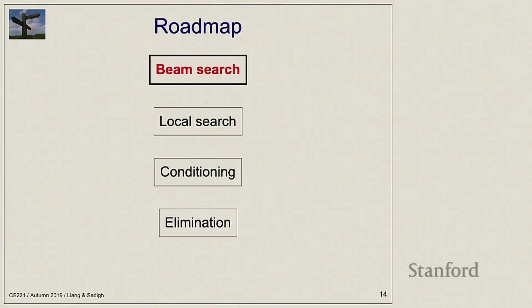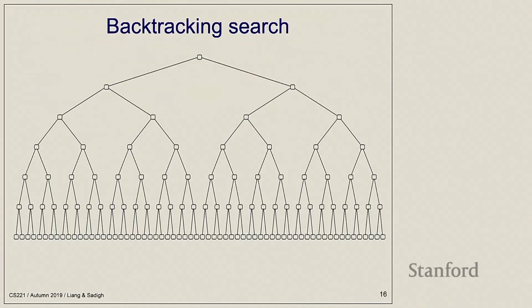OK, so moving on. Backtracking search, very slow. Let's try to speed it up. Beam search, faster. Yay. So backtracking search, we have that tree analogy, right? And backtracking search exhaustively searches the entire tree. Gets us the best solution, but it's very slow.